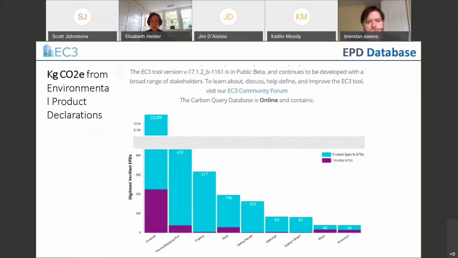EC3 is building out the materials that have the greatest carbon footprint first. And so you can see that there are over 22,000 EPDs for concrete. In our own development projects at Skanska, we're focusing on concrete, steel, and exterior closure. And we're focusing on standing up the internal procedures and contract language that will ensure success.